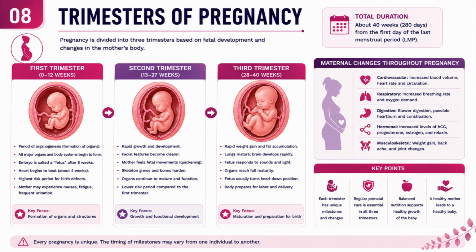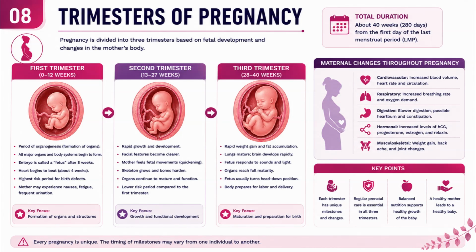Trimesters of pregnancy. Pregnancy is commonly divided into 3 trimesters, each characterized by specific developmental changes in the fetus and physiological changes in the mother. The first trimester, from 0 to 12 weeks, is the period of organ formation or organogenesis. During this time, the embryo develops into a fetus, the heart begins beating, and all major organ systems start forming. This is also the most sensitive period for developmental abnormalities. Mothers may experience symptoms such as nausea, fatigue, and frequent urination.